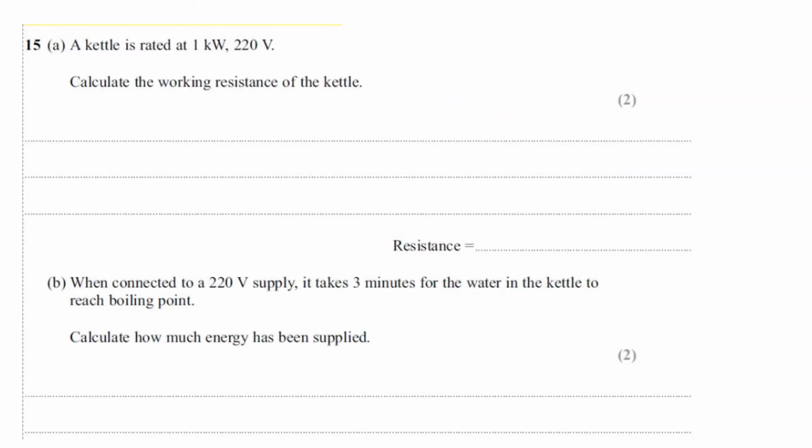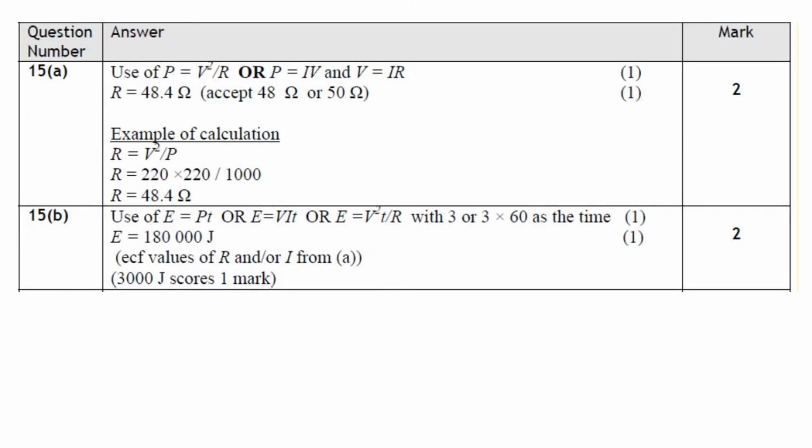So we're now on to trying some exam style questions on this topic. Pause the video and have a go at this first part, 15A and 15B. I'd like you to self-mark 15A and 15B, 2 marks for each section. Part A, the marks are for use of power equals V squared over R, or P equals IV and V equals IR. And R equals 48.4 ohms, accept 48 or 50 ohms.